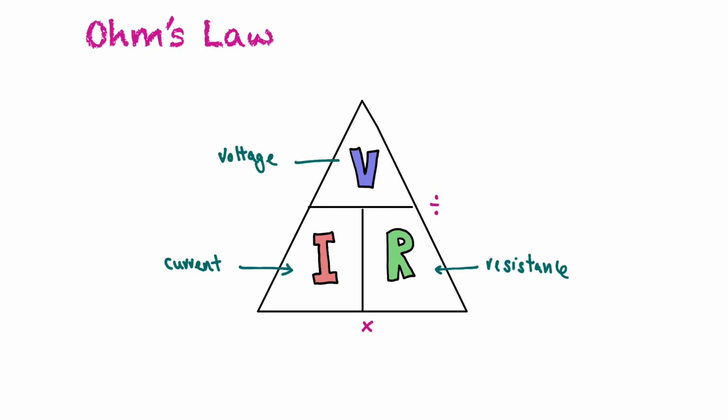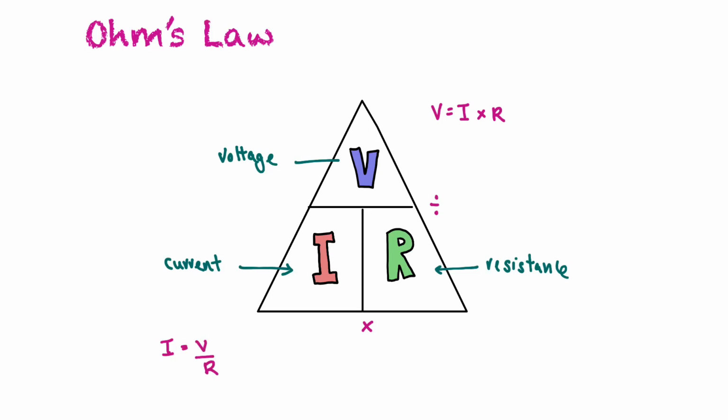So you cover the variable you're trying to find out. If you know current and resistance, but you're trying to find voltage, the formula would be voltage is equal to I, the current, times the resistance, R. Now, if I wanted to find current, I would cover that one up and it would be V over R. So I is equal to the voltage divided by the resistance.